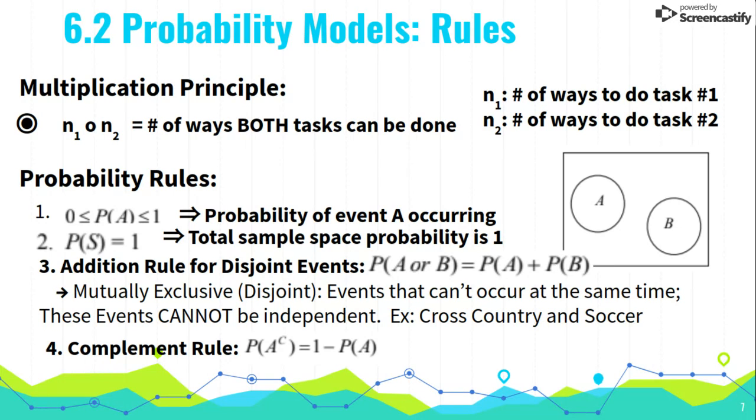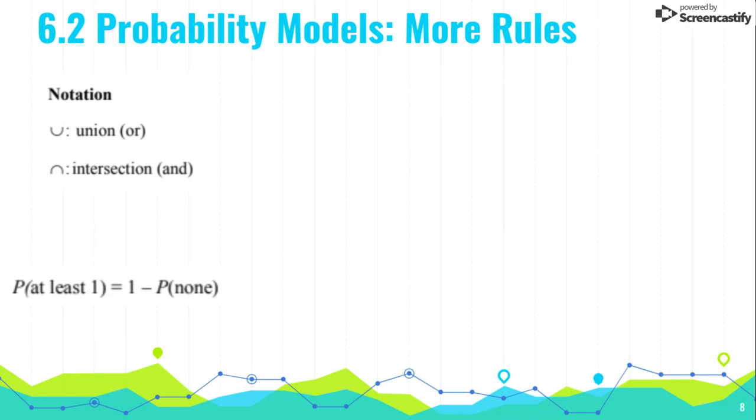And the complement rule just means that the probability of the complement of A equals 1 minus the probability of A. Complement of A just means, for example, that I'm drinking juice versus I'm not drinking juice. And then more rules. The important thing is the notation.